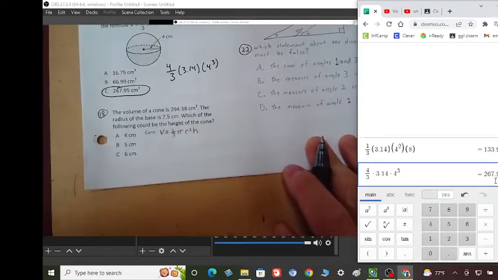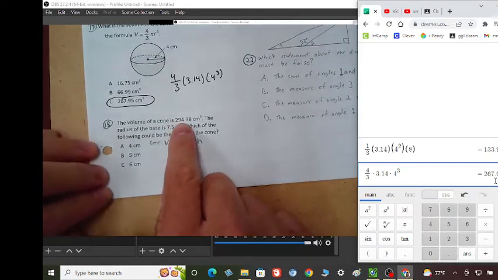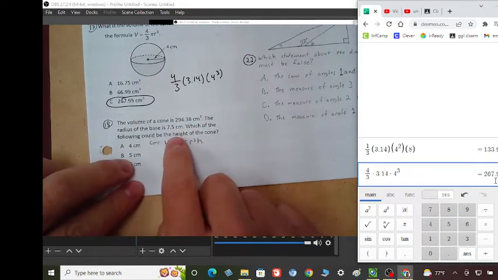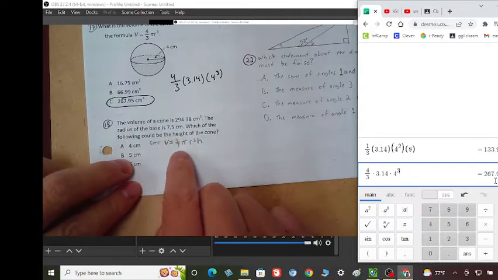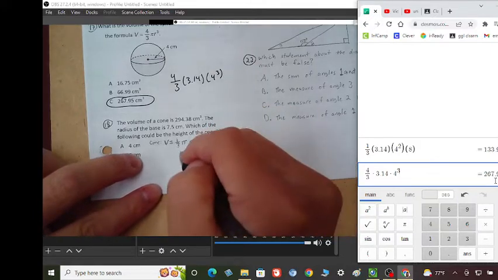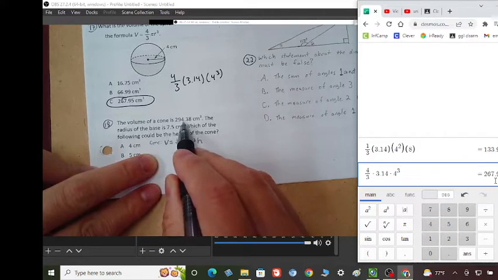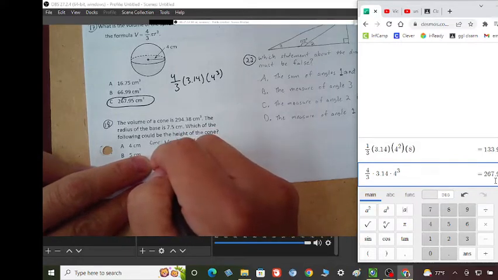The volume of a cone is this, 294.38. The radius is 7.5. Which of the following could be the height? Okay, so it gives us the volume, so we're going to put in, it says the volume is already 294.38.